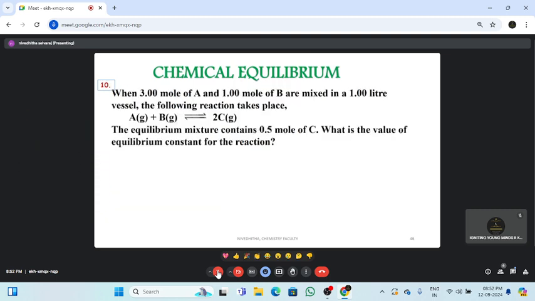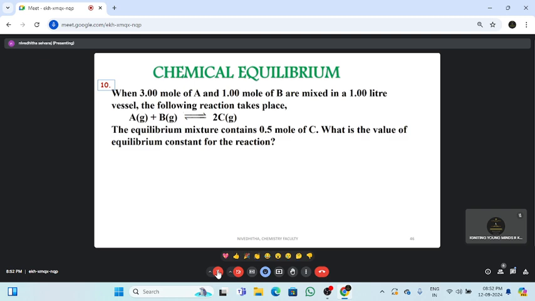Here, when 3 moles of A and 1 mole of B are mixed in a 1 liter vessel, the following reaction takes place. A and B react together to give C. And they're asking us to find, okay, the equilibrium mixture contains 0.5 mole of C. So what is the 0.5 mole? The equilibrium concentration of C. When the system is at equilibrium, the number of moles of C is 0.5.